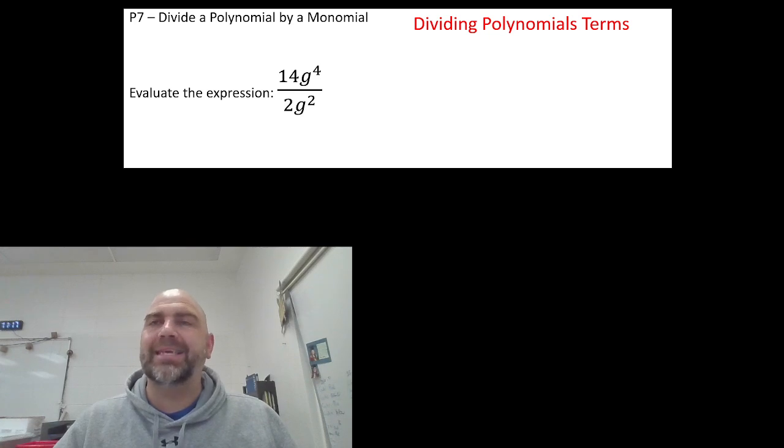Let's put some of that together and do term division. So 14g to the 4 divided by 2g squared. Pause the video, let's see what you get.